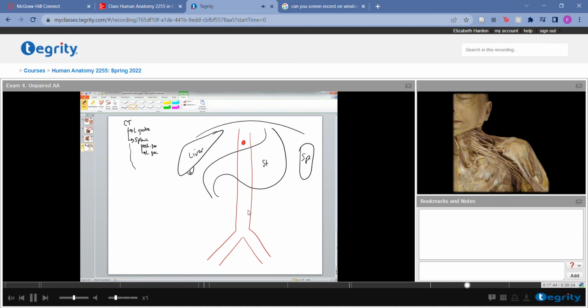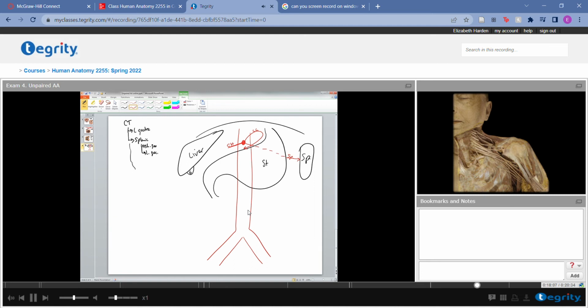So my celiac trunk, we know that we've got 3 main branches off of that. The first branch, I'm going to draw a little dashed line because it goes behind the stomach, goes to my spleen. That's my splenic. And then I have that second branch that comes off. That's my left gastric. It goes to the lesser curvature of the stomach. And then my third branch that comes off is my common hepatic. So if you want to label them, have at it.